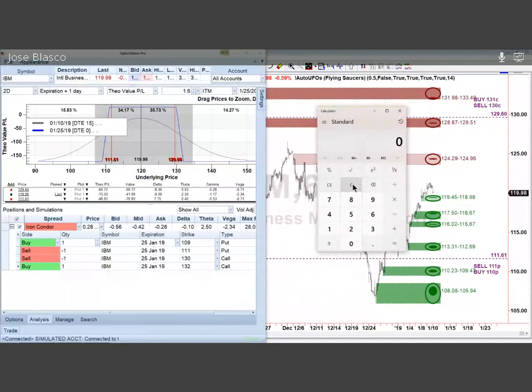What's nice about this trade is that the most you can lose is 172, and this also happens to be the margin required by the broker for you to sell an iron condor.